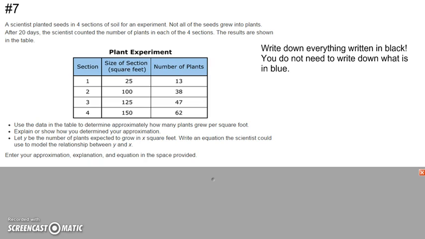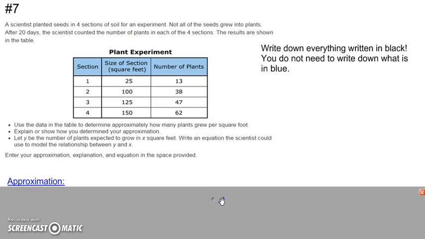Then let y be the number of plants expected to grow in x square feet. Write an equation the scientist could use to model the relationship between y and x. Enter your approximation, explanation, and equation in the space provided.